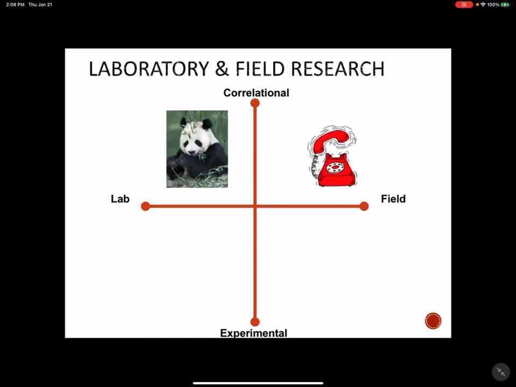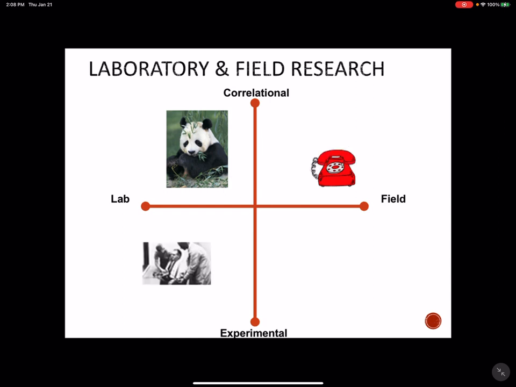A survey: there's a study called the Hawaii Health Survey where they do random digit dialing and they ask health questions about inhabitants of Hawaii. That's a correlational study because they don't manipulate anything. They just ask them questions, but it's done in the field because the participants are in their own homes. They're just answering questions.